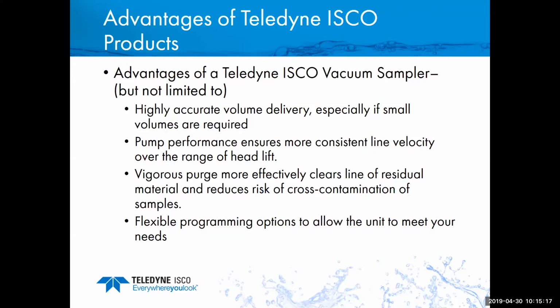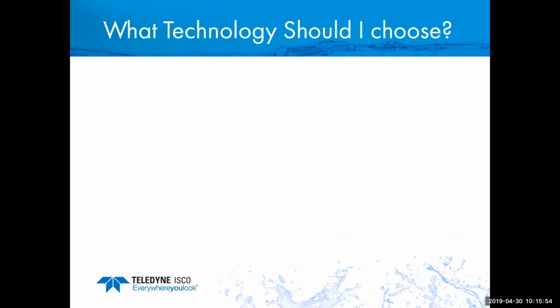The purge on the vacuums builds up pressure and then it just releases the purge. So it has a much more vigorous purge. It effectively clears stuff off the strainer, clears the line better, so you don't risk cross-contamination of samples. It also has flexible programming options. It allows you to meet your demand. If you need time sampling, flow sampling, all that kind of stuff. Multiple bottles, single bottles. We have all those different types available.